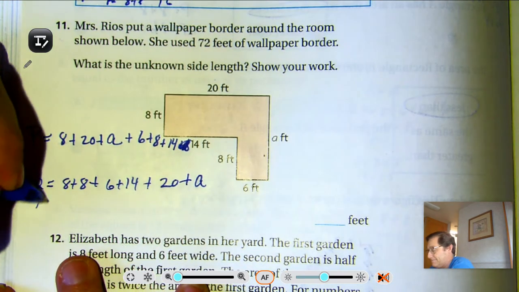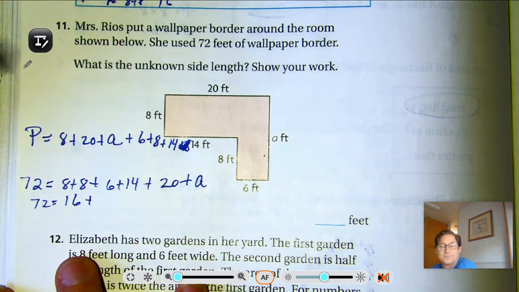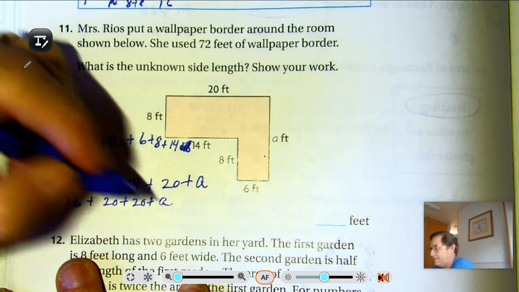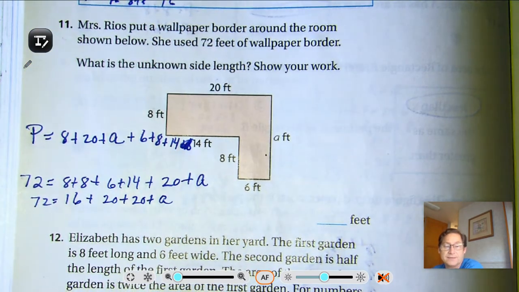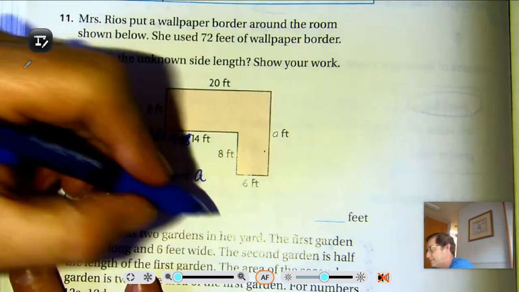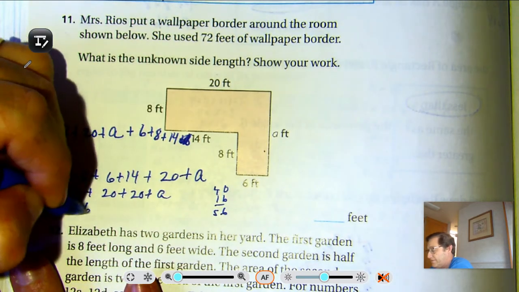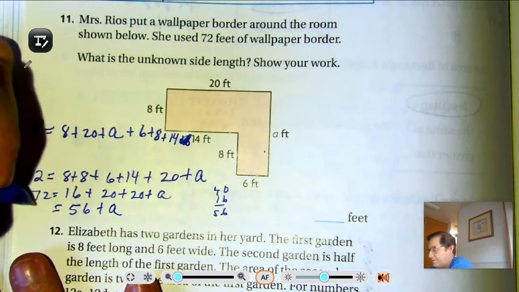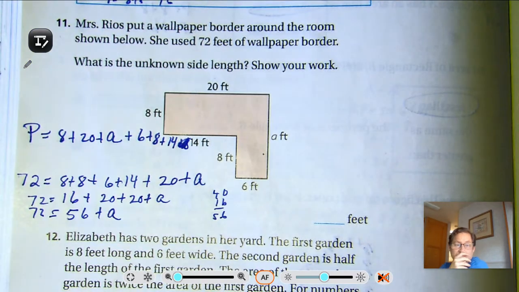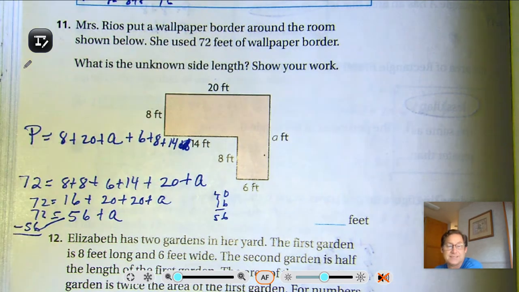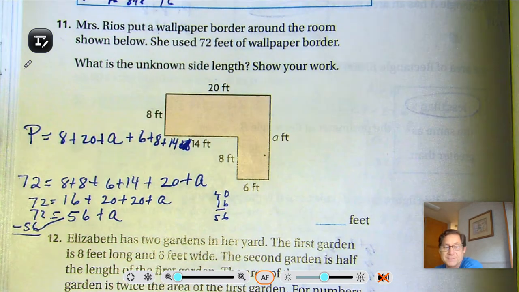All right, so 8 and 8 is 16. 6 and 14 is 20. And then I'm just going to rewrite 20 and plus A. So 20 plus 20 is 40. Plus 16 is 56. So 56 plus some number is 72. Well, we know that we can just subtract 56 from the total perimeter to get the missing side.